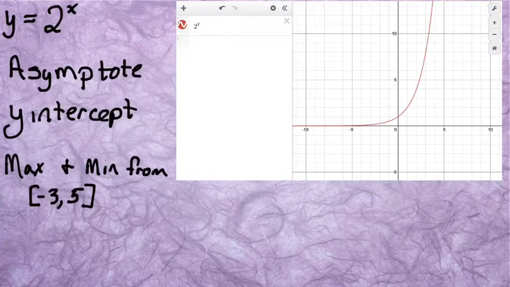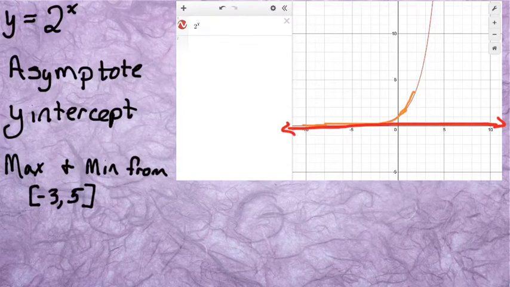The way that looks is you'll have a graph that starts to grow really slowly, and then all of a sudden it starts picking up really crazily fast. This is an exponential graph. This line down here, where it doesn't cross, is called an asymptote. And so this has a horizontal asymptote at y equals 0.